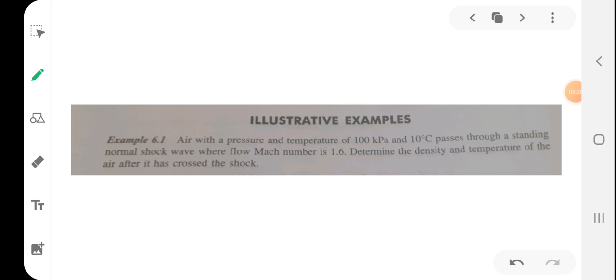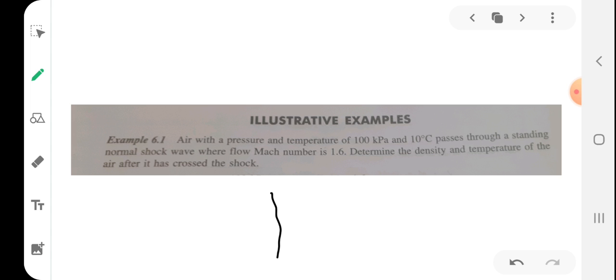Students, this is a problem based on normal shock. Air with a pressure and temperature of 100 kilopascal and 10 degrees Celsius passes through a standing normal shock wave where the flow Mach number is 1.6. Find the density and temperature of the air after it has crossed the shock. In this problem, the Mach number and flow properties upstream of the normal shock are given.